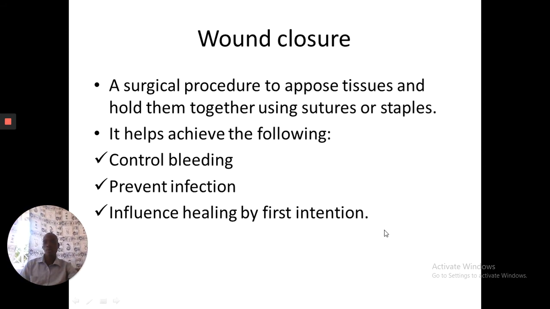Remember, we said wounds that heal by first intention are those whose edges are close by, and therefore healing is side to side, not when the edges are far apart. So by closing this wound surgically, we are bringing the edges together and therefore influencing it to heal by first intention, which again is going to take a shorter time.